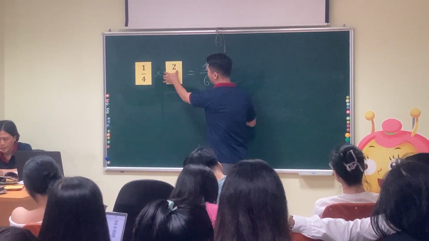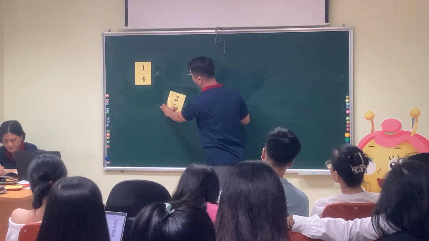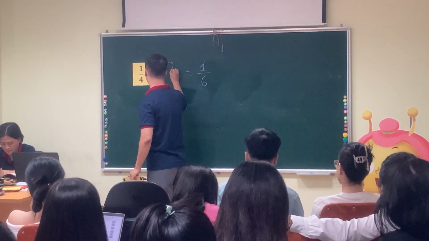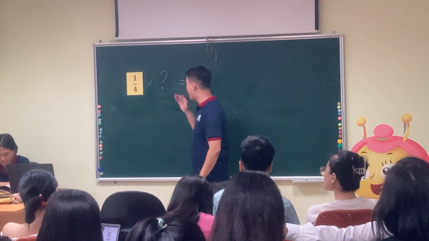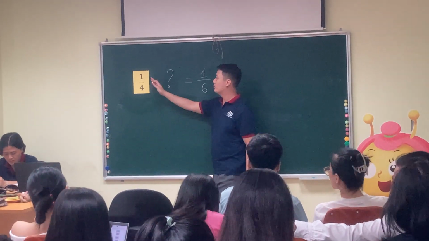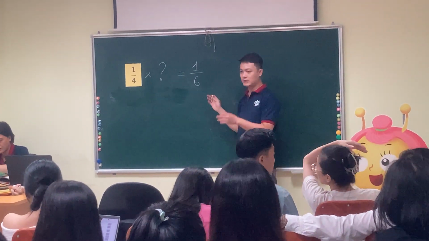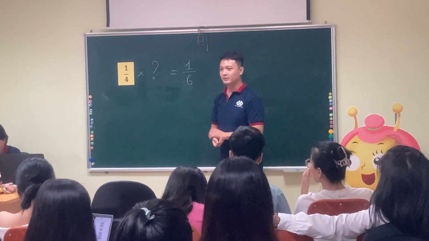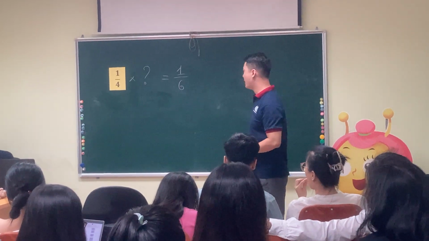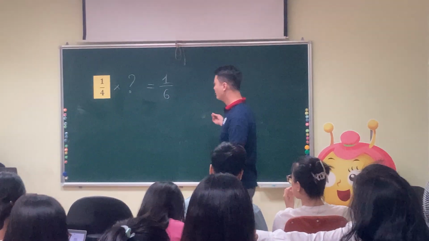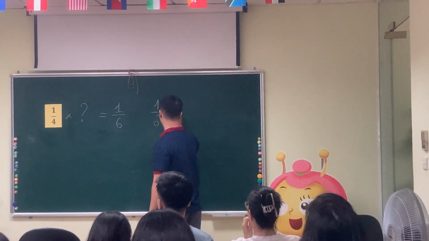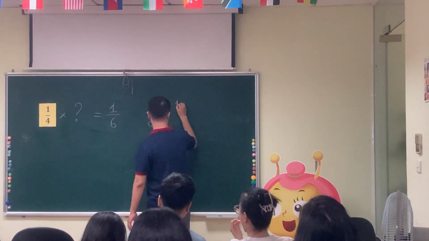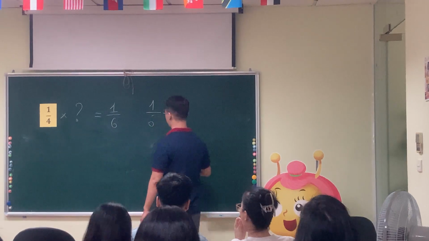Now I remove this fraction and remove the factor 2. So how can I find it? How can I find out factor 2 if I know the factor 1 and the product? Let's say you can just do it. 1/6 divided by 1/4. Excellent.